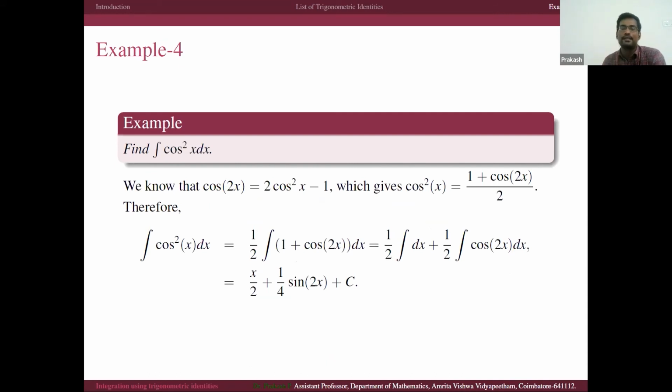But the answer is the same only. Here sine 3x is coming, sine cube x is coming. So we just need to use some identities, then we can easily match the answer. You will get only a unique answer, not a different answer. So that is one important thing.